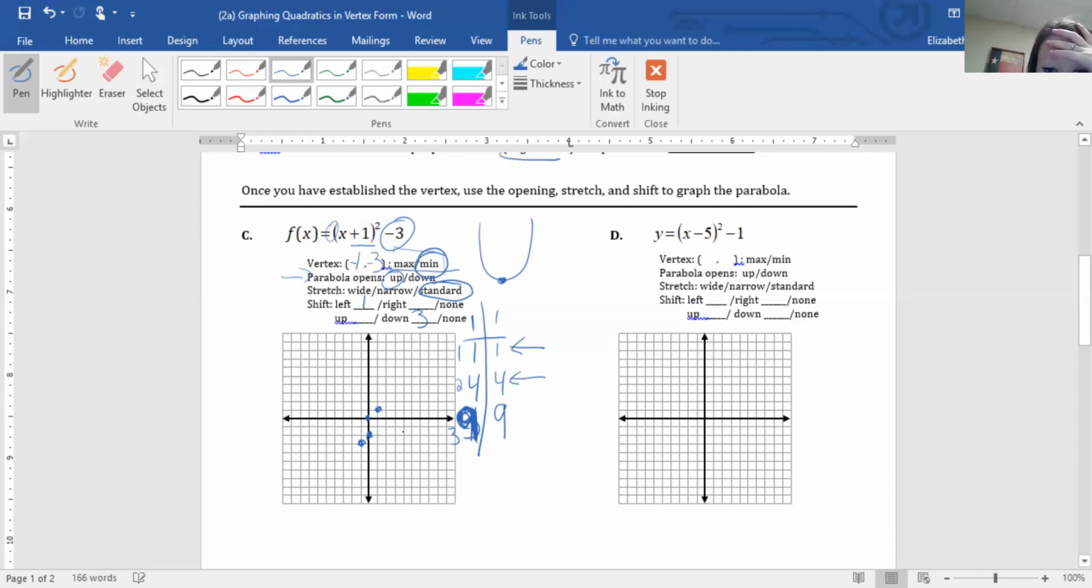That's what this says. If I start at my vertex and I go 3 in the x direction, I have to go 9 in the y direction. So 4, 5, 6, 7, 8, 9. And I mirror the same thing on the other side.